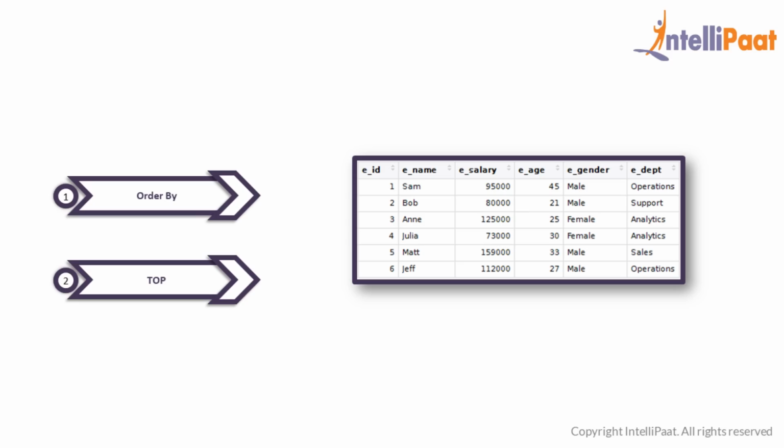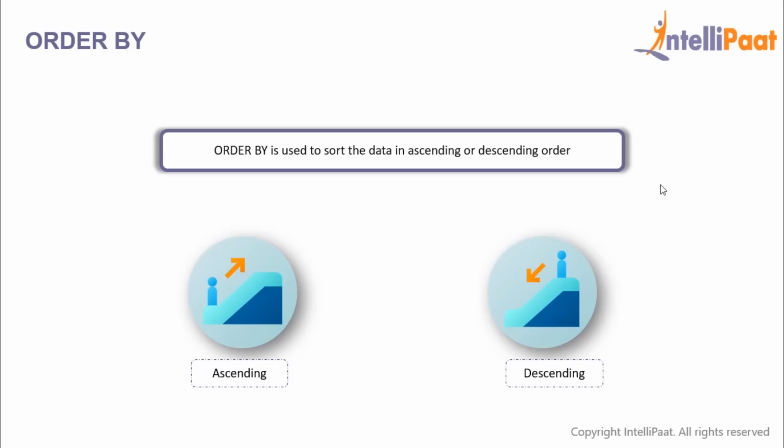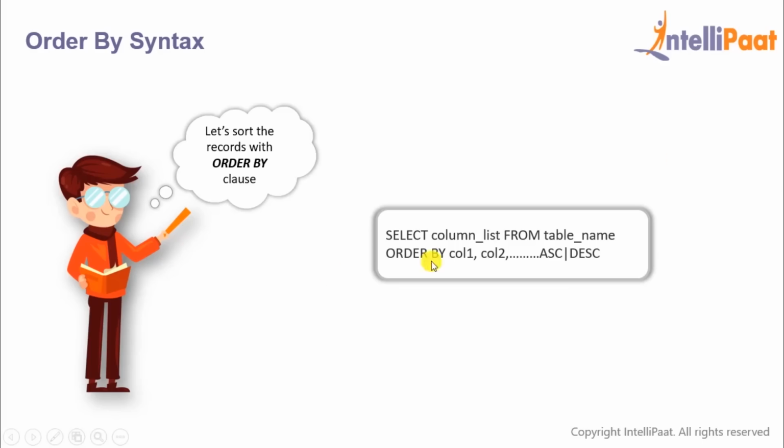Order by and the top clause. So order by is used to sort the data in ascending or descending order. And by default, order by sorts the records in ascending order. So let's have a look at the syntax. We'll start with a select keyword and then give the column list. Then we'll use the from keyword and give the table name. Following which we'll type the keywords order by, and give the columns with respect to which you want to sort the data. And finally, we'll state whether the ordering should be in ascending or descending.